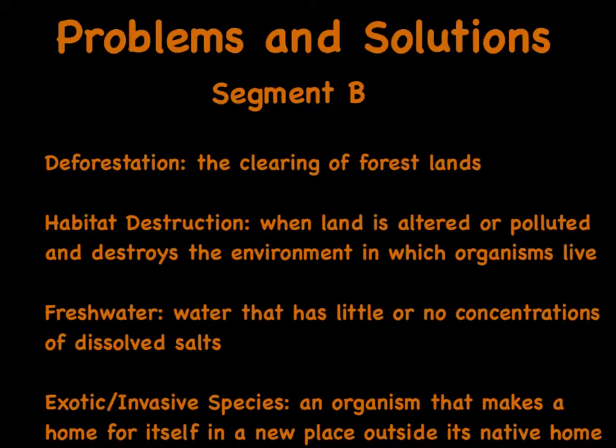Alright, so first I'll start with deforestation. Deforestation is the clearing of forest lands. Most of you have probably heard of the rainforest being cut down. This is a deforestation process. Next I want to talk about habitat destruction. This is land that is altered or polluted, and it destroys the environment in which organisms live. For example, deforestation is a type of habitat destruction. When you remove the trees, it exposes the topsoil to more sunlight and water, and that causes the land to erode.